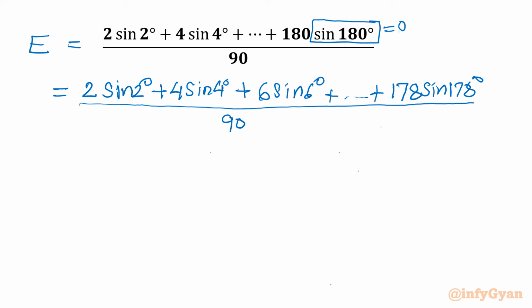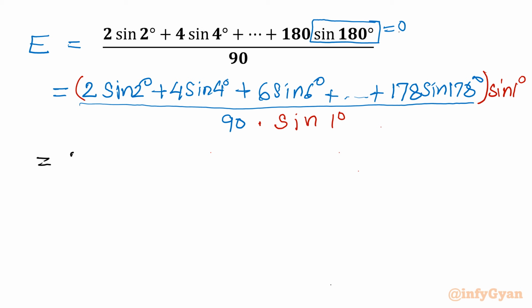Now I will multiply our numerator and denominator with one number, it is sin 1 degree. Denominator also sin 1 degree. Now I will take the product.